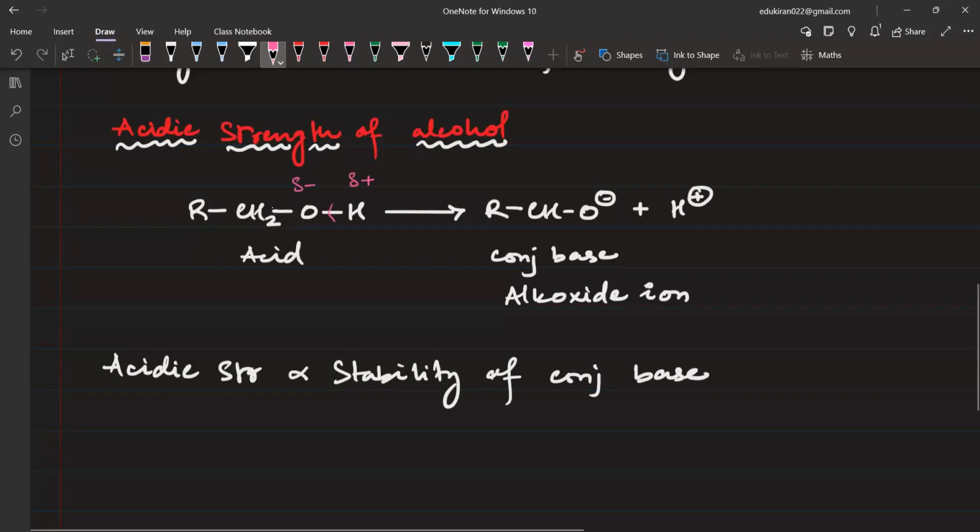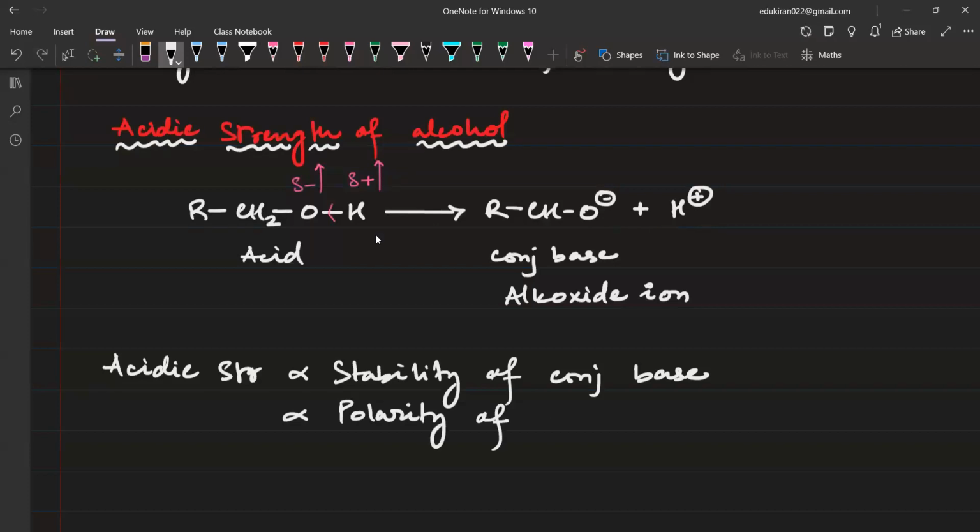Now, if this polarity is increased, this oxygen will get a higher negative charge and this hydrogen will get a higher positive charge. If the polarity is too much, then it will lead to a breaking point, giving H plus and O negative. So if the polarity of the OH bond is very high, we are very near to H leaving the oxygen atom. So we can also say acidic strength is directly proportional to the polarity of the OH bond.